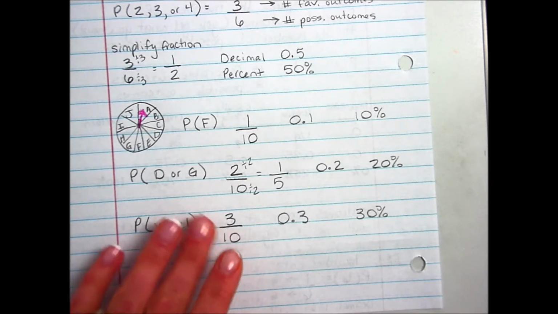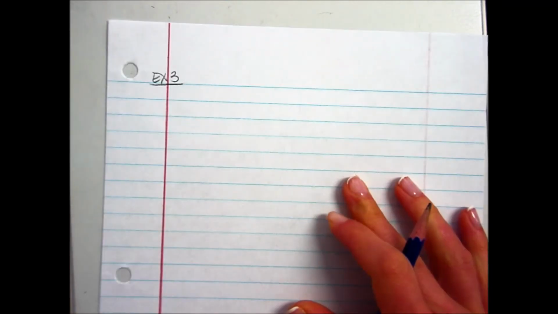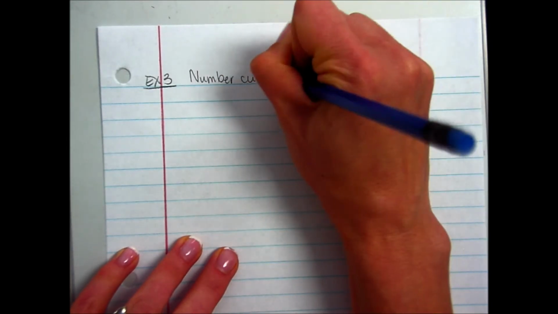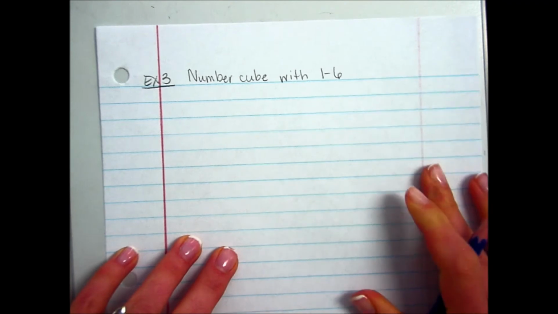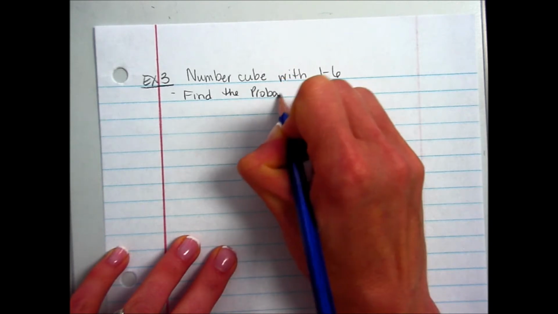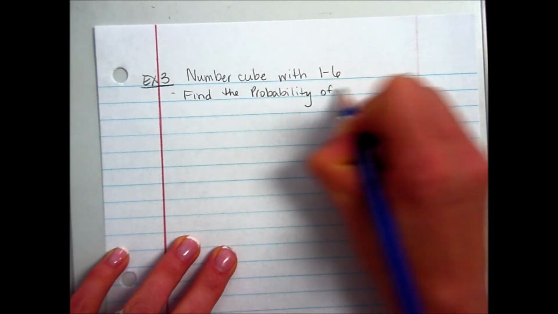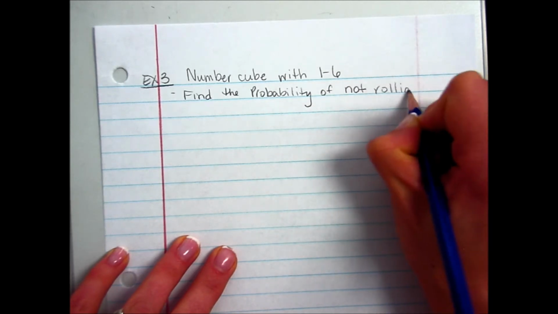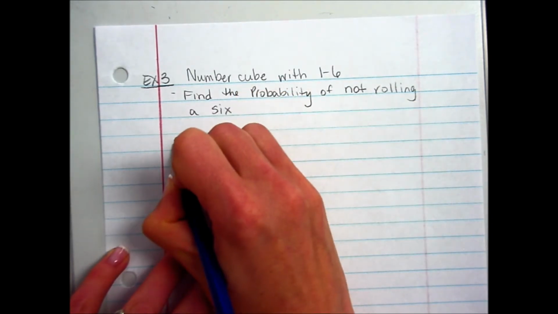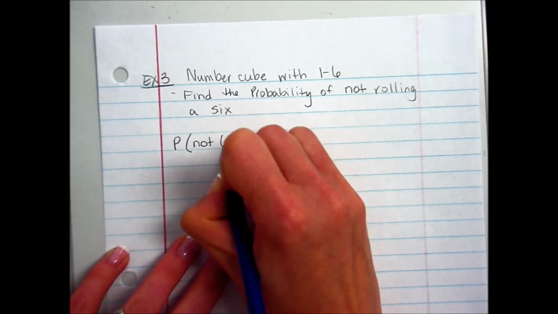Okay, one more scenario. So for the third example, we're going to look at, well, what about not landing on something? So we'll go back to our number cube, and the number cube has 1 through 6. So this time, let's find the probability of not rolling a 6. So the way I write that event is probability of not getting a 6.